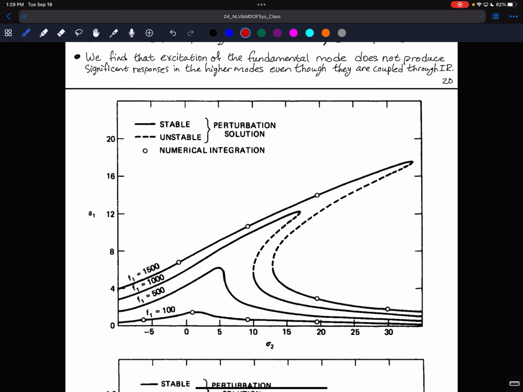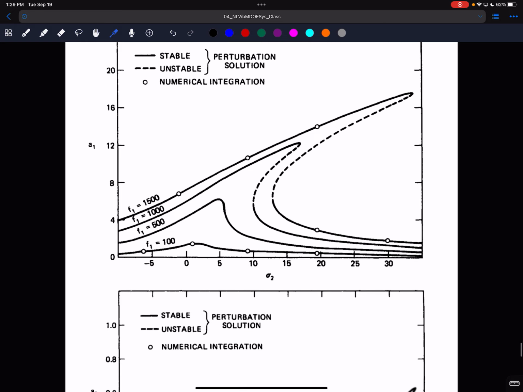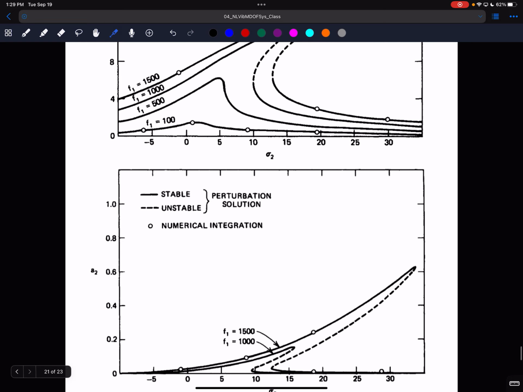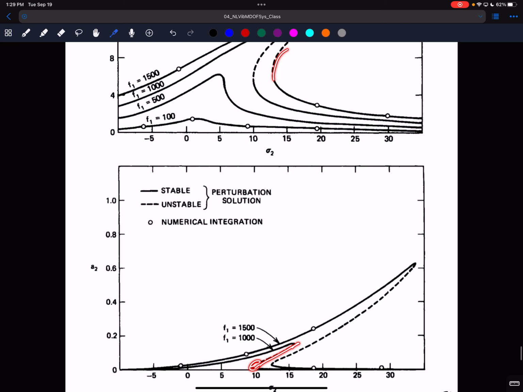And this looks very much like what we've seen previously for a single degree of freedom system that was forced, in the sense that at some portions we end up with multiple solutions, some of which are unstable, and therefore you can get this kind of jump phenomena in the second mode here as well, or in the first mode shown here. If we take a look at the second mode, we again get this similar type of behavior, although the curvature here is different than over here.